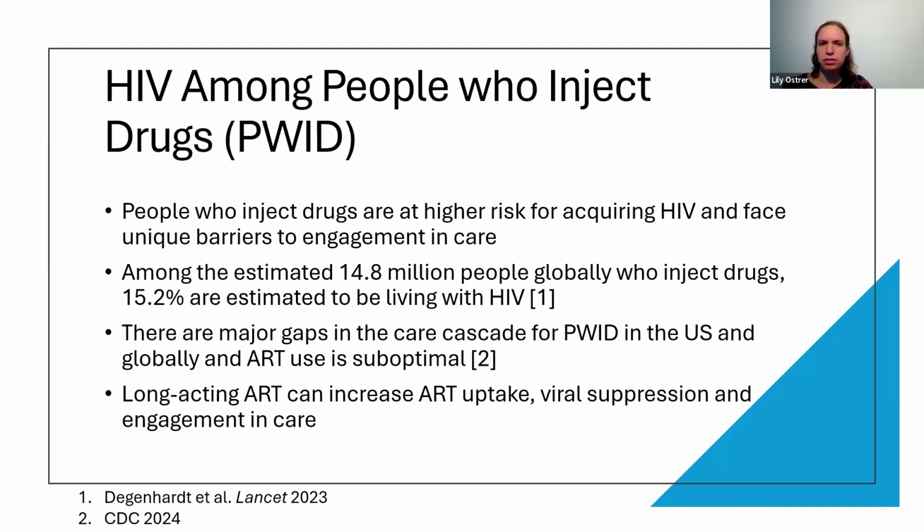So just some background among people who inject drugs and HIV. We know that people who inject drugs are at higher risk for acquiring HIV and face unique barriers to engagement in HIV care. Among the 14.8 million people globally who inject drugs, it's estimated that 15.2% are living with HIV. We know that there are major gaps in the care cascade for people who inject drugs, both in the US and globally, and that ART use is suboptimal, and that long-acting therapies can potentially increase ART uptake, viral suppression, and engagement in care among people who inject drugs.